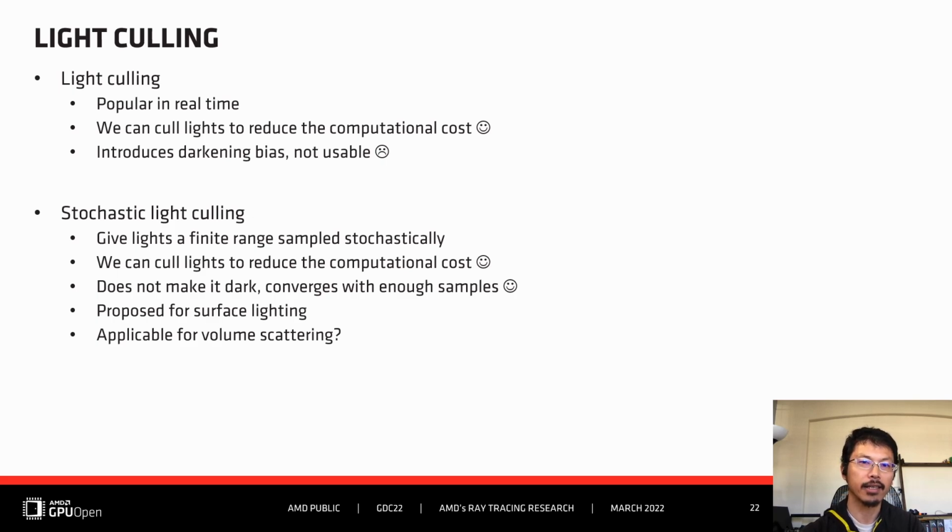On the other hand, the stochastic light culling, which I mentioned in the previous topic, is a good fit for this purpose because it does not make the rendering darker while we can still cull light sources which don't affect the pixel much. In the past, this stochastic light culling was only used for surface lighting, and in this work we extended it so that we can apply it for volume rendering.